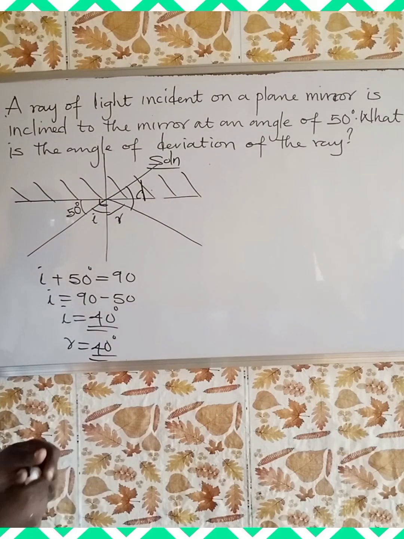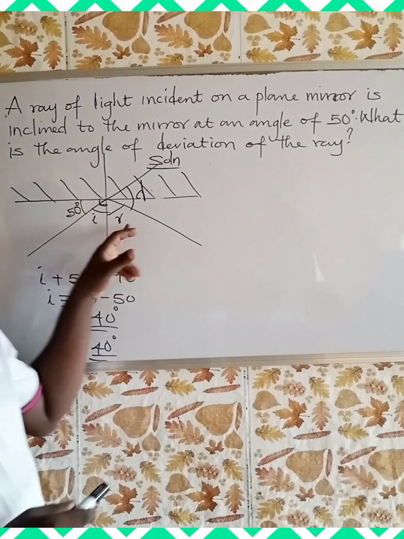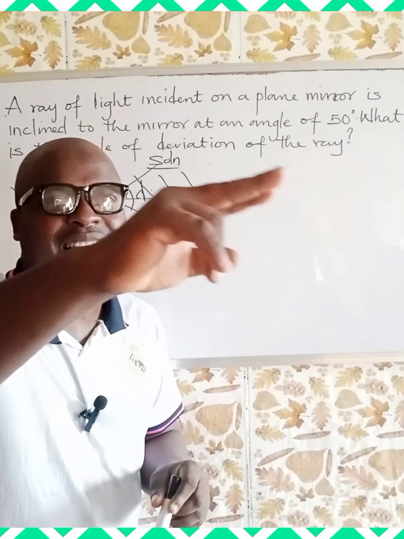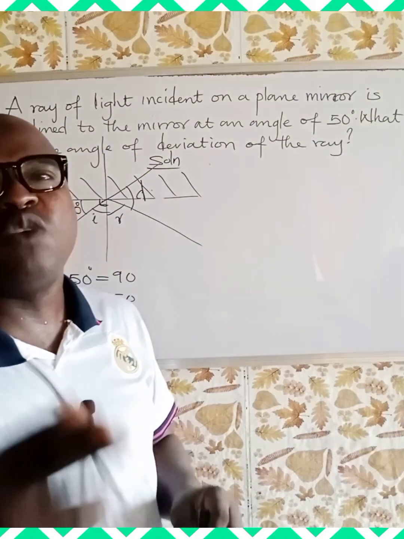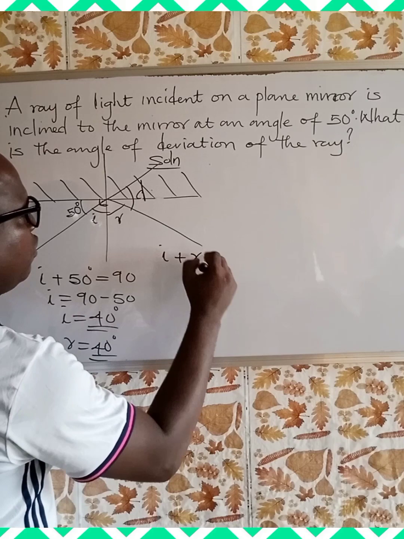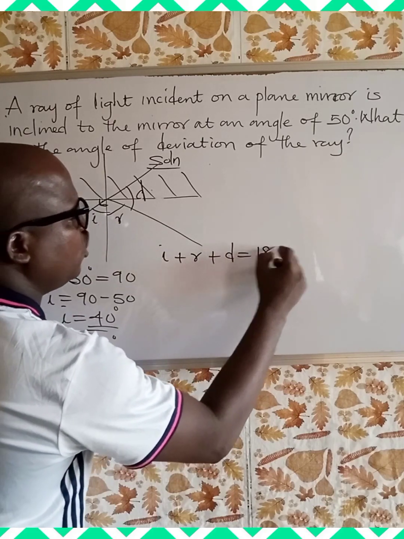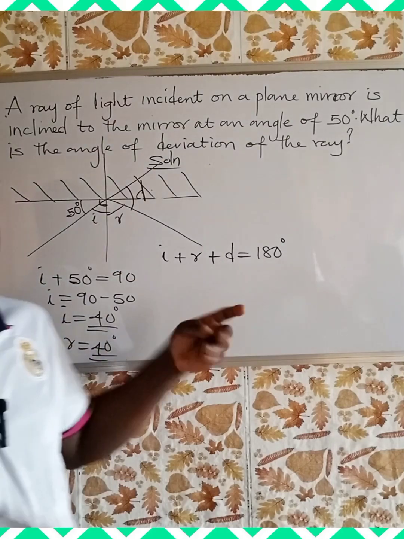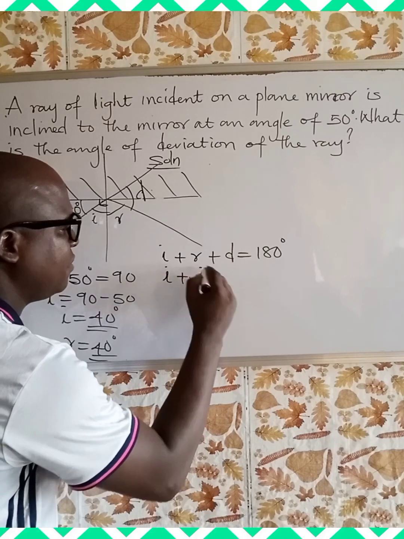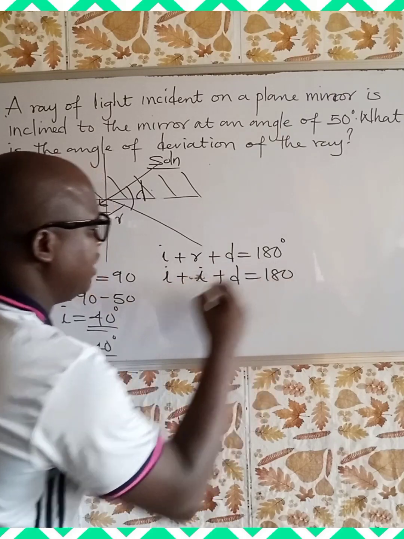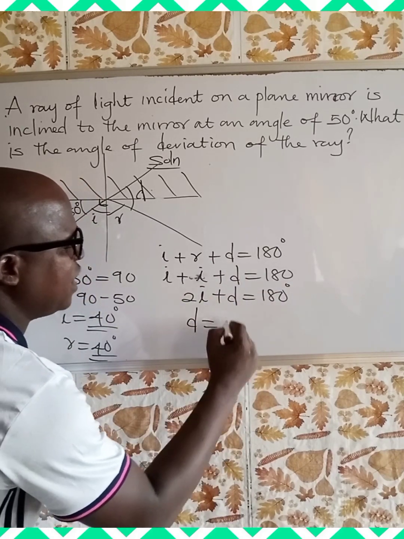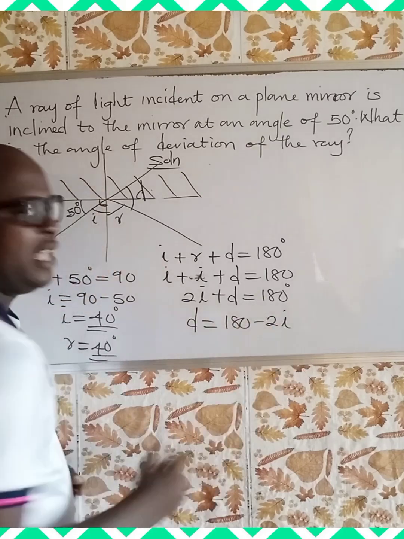So as you can see, the angle of incidence, the angle of the reflected ray and the angle of deviation are on a straight line. And the sum of angles on a straight line is always equal to 180 degrees. That means we are going to have I plus R plus D is equal to 180 degrees. But I and R are the same. That means I can have I plus I plus D is equal to 180. So I have 2I plus D is equal to 180 degrees. So my D will be 180 minus 2I.